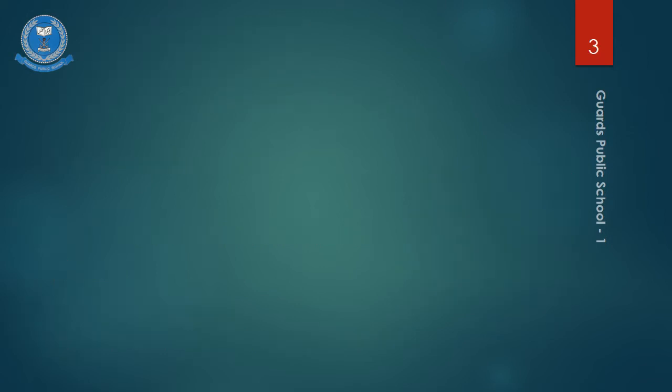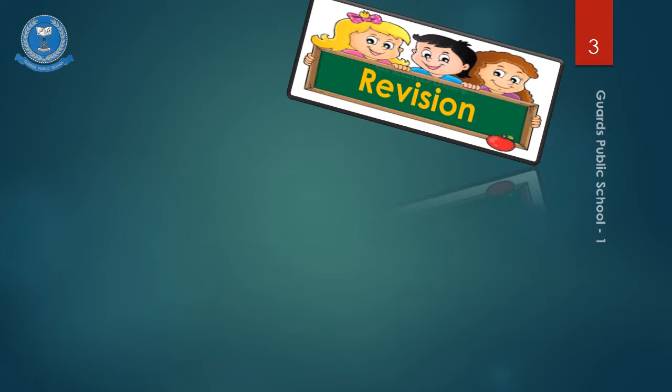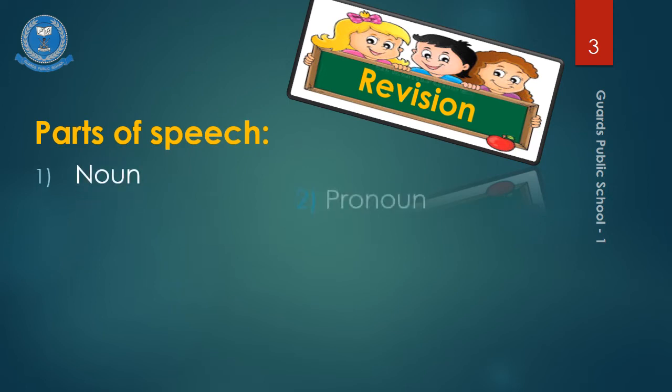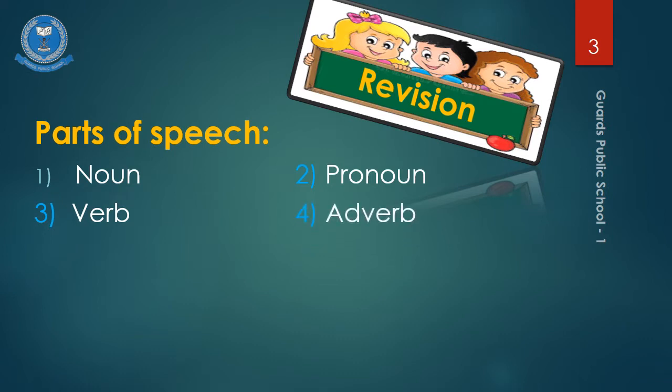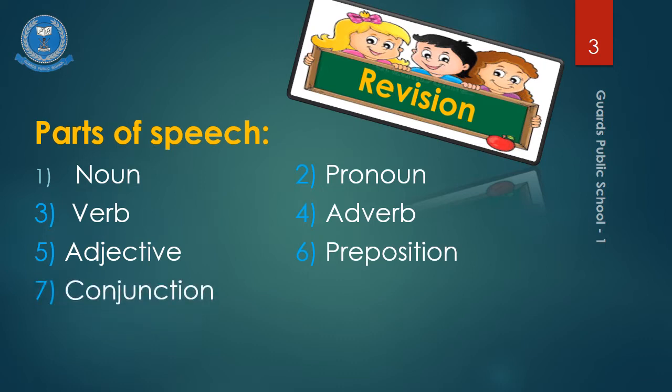Come on students, let's do some revision. Let's recall the parts of speech together. Number 1, noun. Number 2, pronoun. Number 3, verb. Number 4, adverb. Number 5, adjective. Number 6, preposition. Number 7, conjunction. And number 8, interjection.